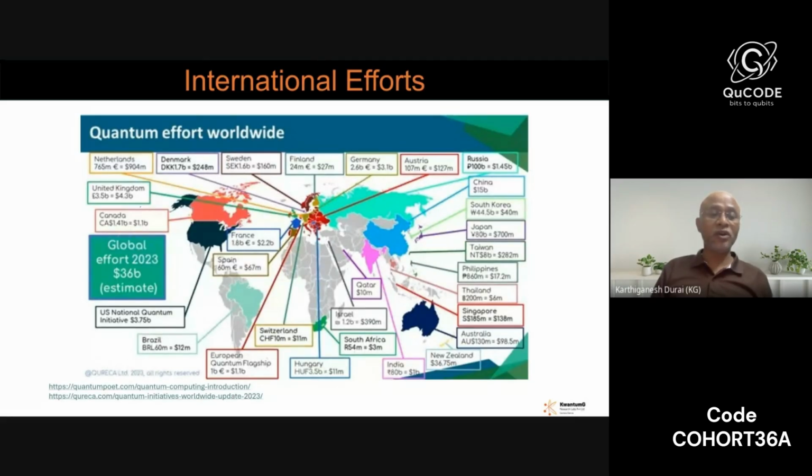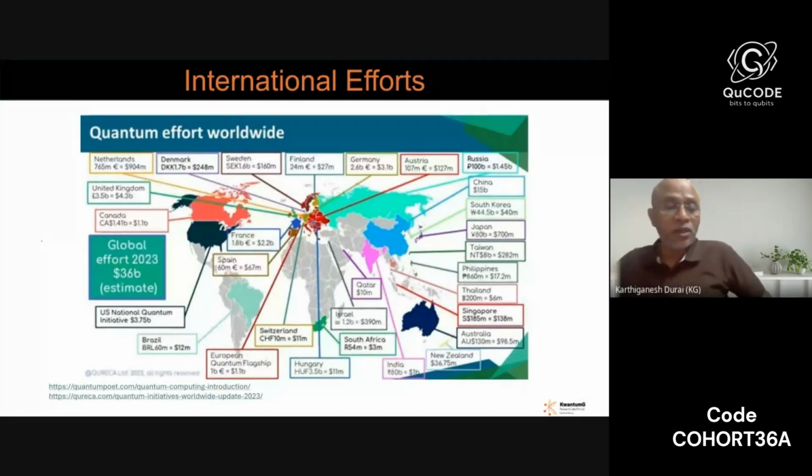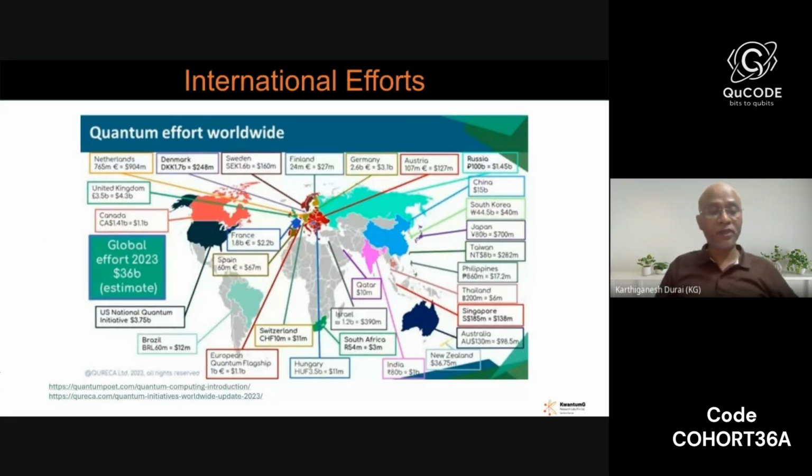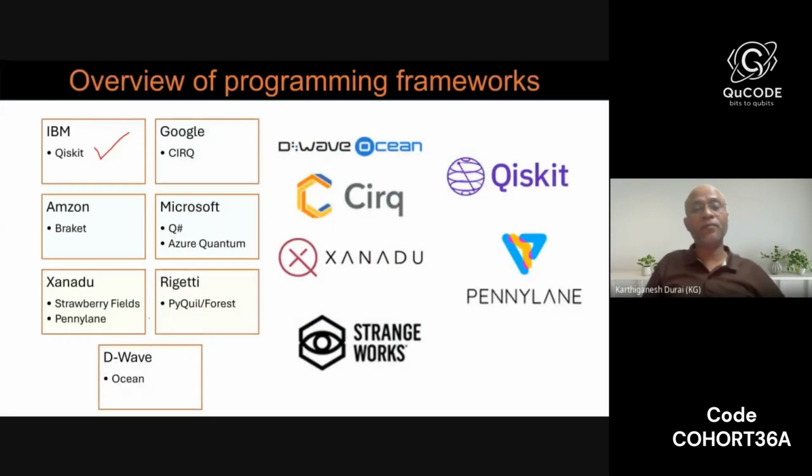And this is the investment as of 2022. I will get the 2024 data and then update it, because it still needs to be updated. This one is coming from the QRECA website. Expecting them to release the next one soon. I will update this chart. But I know it is around 47, 48 billion as of now.